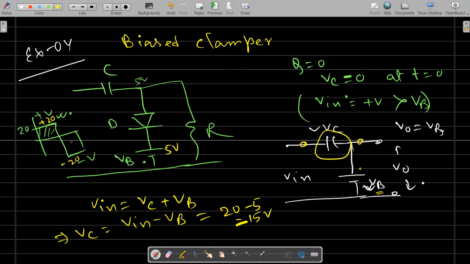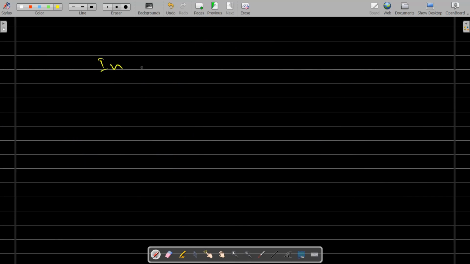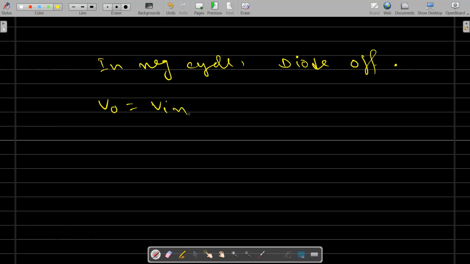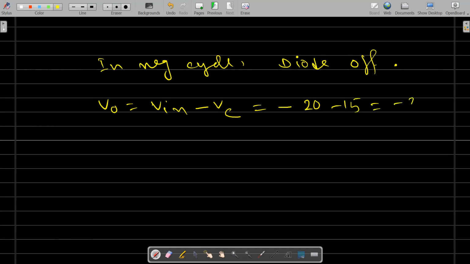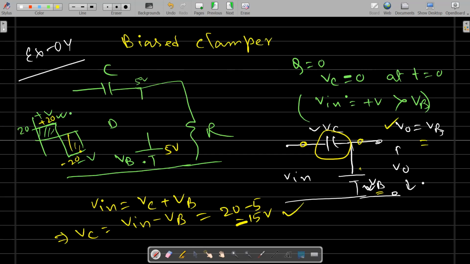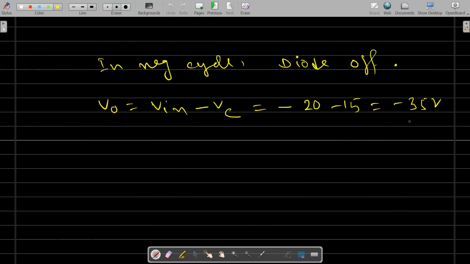Now in the negative cycle, the diode will be off, and you simply open the diode. Diode is off, and the output voltage V naught is right here. So the output voltage V naught will follow the same principle: V naught equal to V in minus the voltage across the capacitor. Now our V in is minus 20 and the voltage across the capacitor we already calculated, that is 15 volt. Minus 20 minus 15, that is minus 35 volt. See the output we are getting: in the positive cycle V naught equal to VB, that is plus 5 volt. In the negative cycle, the output we are getting is minus 35.